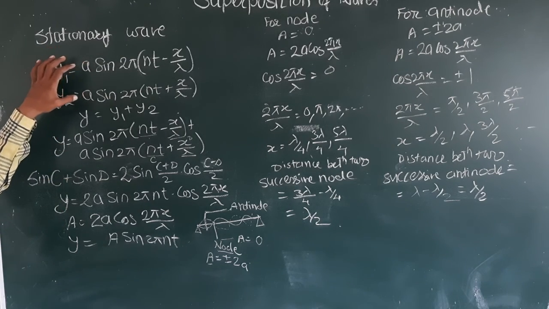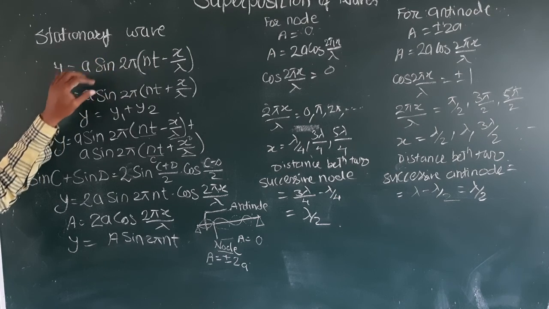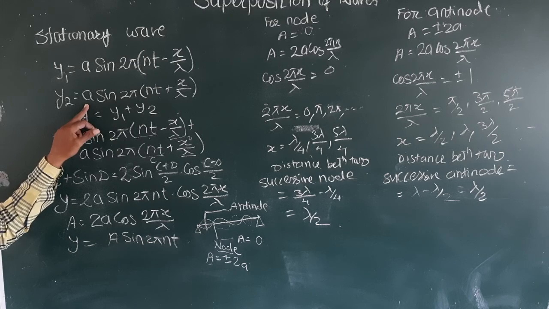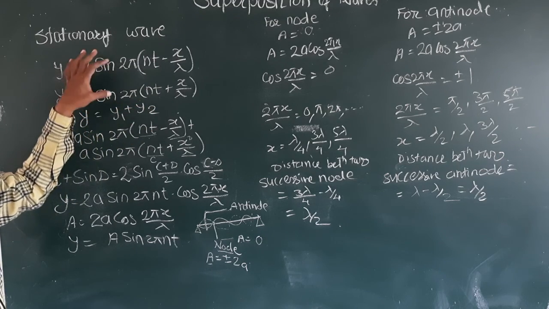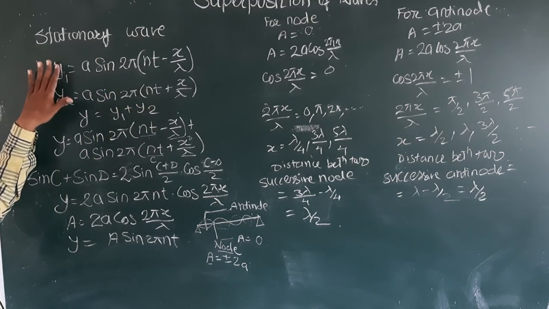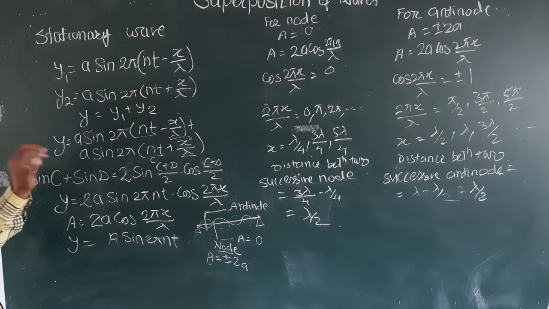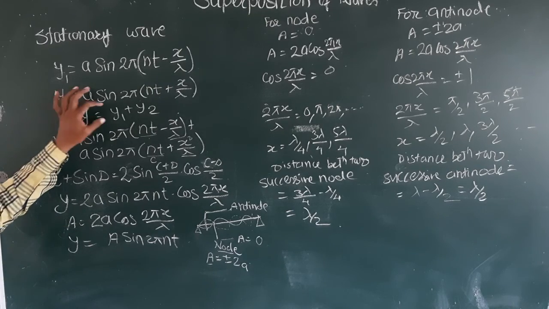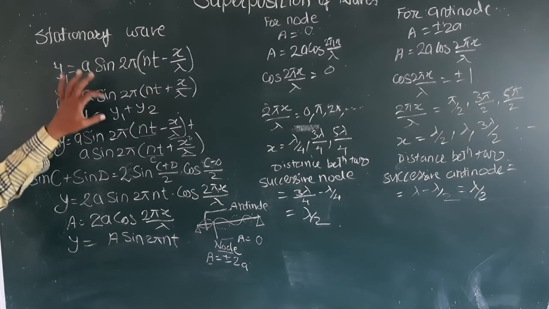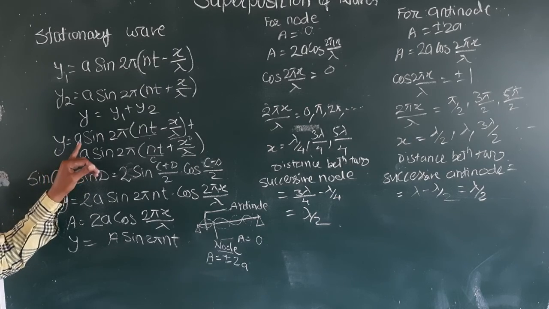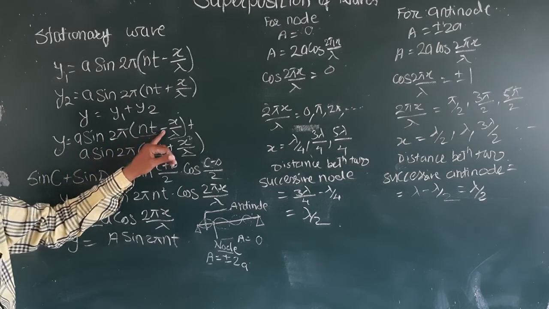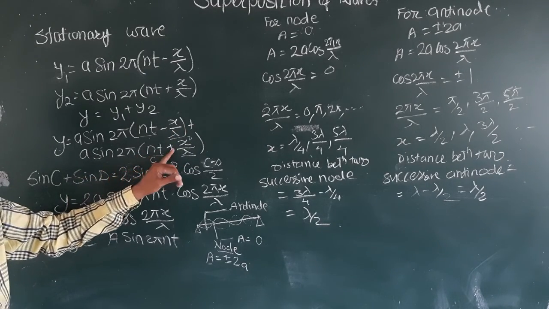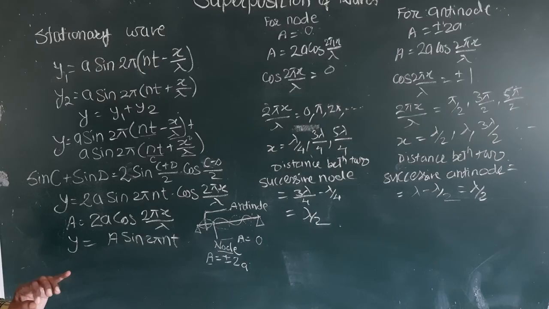The resultant of the two waves is given by y. By the superposition principle, the resultant of these waves is the sum of the two waves. So y is equal to y1 plus y2. Putting the values of y1 and y2 in this equation, we get y equal to a sin 2 pi (nt minus x upon lambda) plus a sin 2 pi (nt plus x upon lambda).